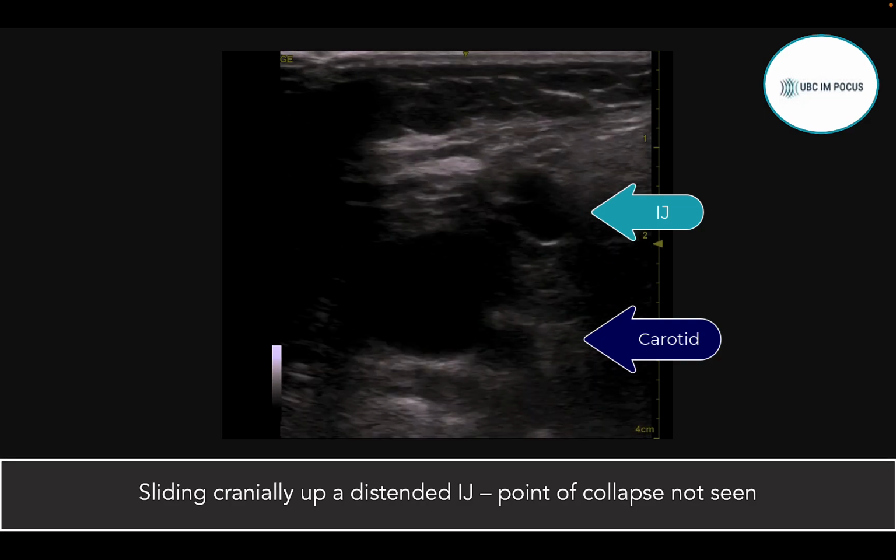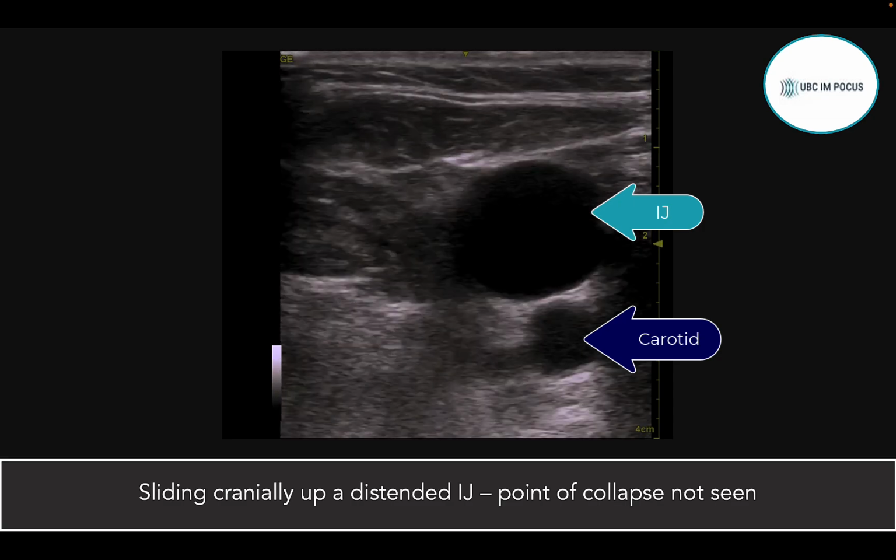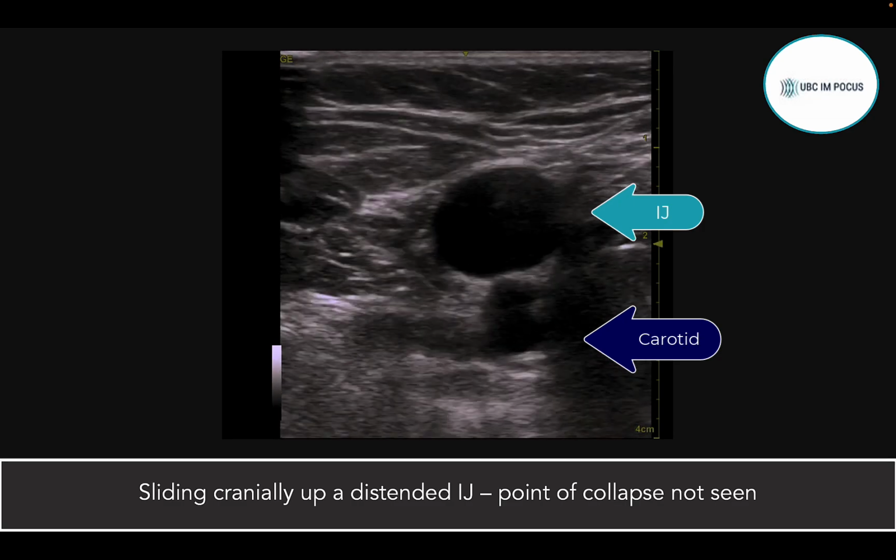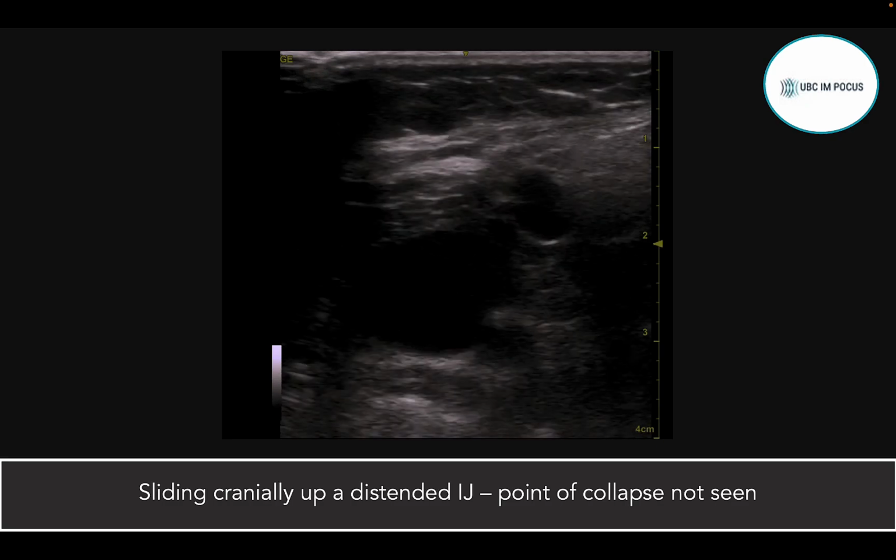It still looks quite spherical and rounded. It never looks kind of triangular and collapsing. So I would say in this patient position, the point of collapse is not seen.